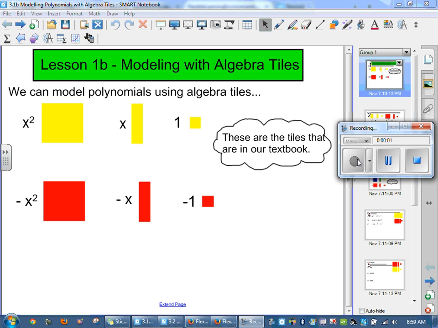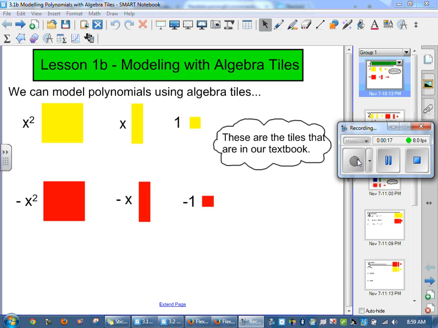The algebra tiles are set up in our textbook. The yellows in the textbook are positives, the reds in the textbook are negatives. Now, if they don't have colors and it's on a blank piece of paper, how do you know which is positive or negative? They've got to give you a legend. This would be considered a legend.